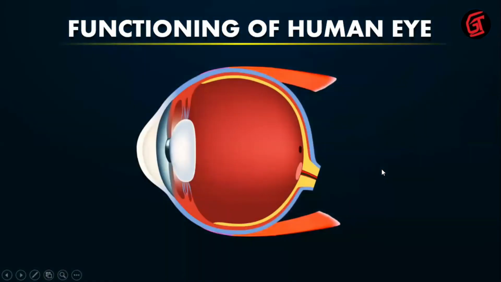A very interesting part in this chapter is the functioning of the human eye. Now we all have eyes. That's the reason we are sitting and watching this video, which is online. Now there are many of them who are deprived of eyes.